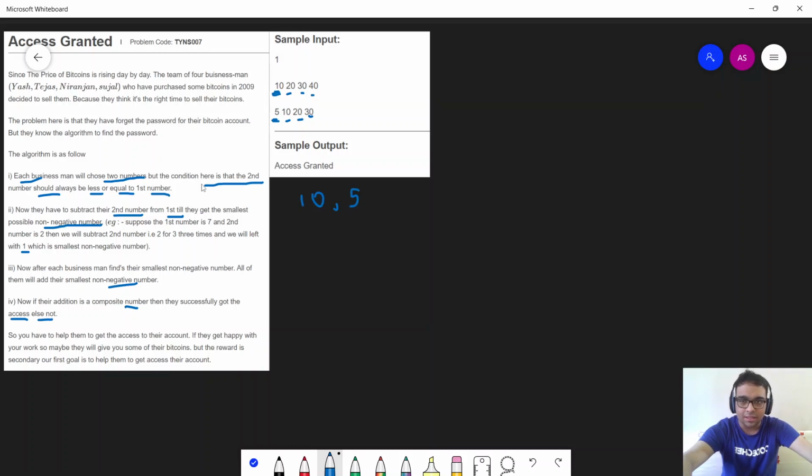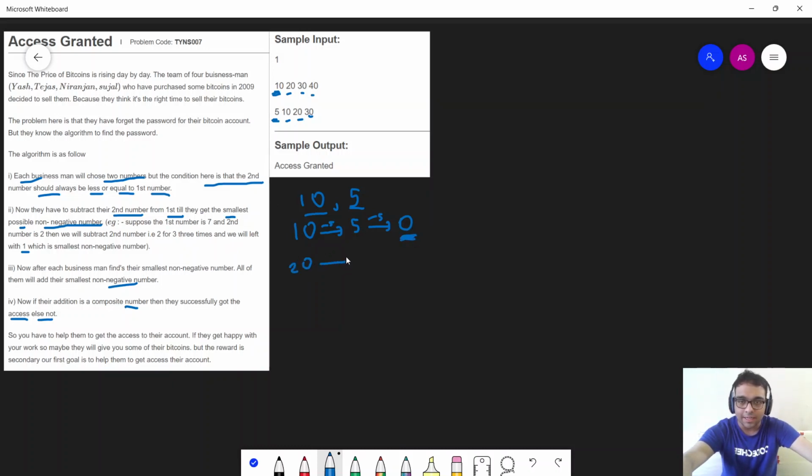Then they'll keep subtracting until we get the smallest possible non-negative number. So I keep subtracting 5 from 10 until I get the smallest non-negative integer. 10 minus 5 is 5, and again I can subtract 5, which gives 0. This is the smallest I can get, because if I subtract 5 further, I'll get minus 5, a negative integer. But we want the smallest possible non-negative integer. So 0 is the answer.